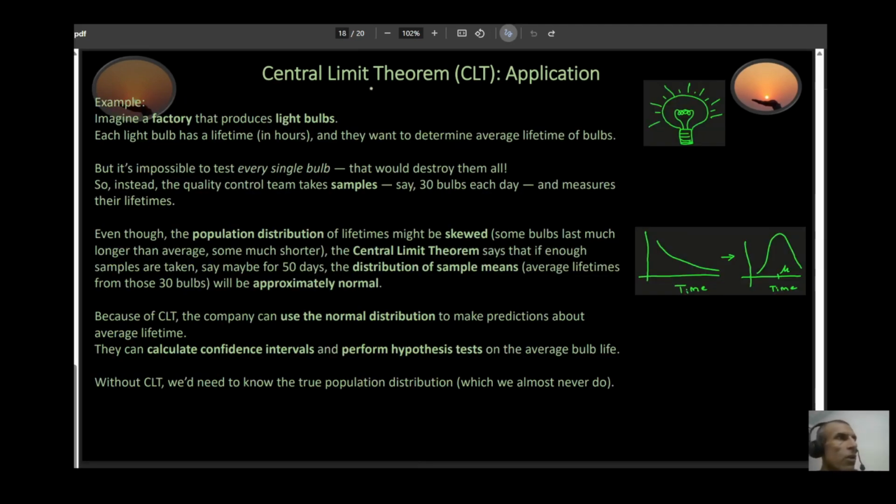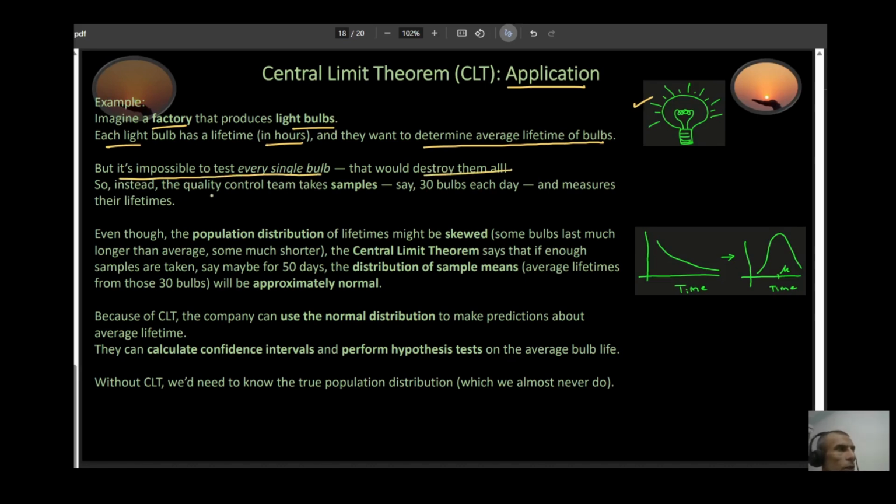Now let's take a look at an application of your central limit theorem. Imagine a factory that produces light bulbs. These are your light bulbs. And we know that each light bulb has a lifetime, maybe in hours, and they want to determine the average lifetime of your bulb. We know that it's impossible to test every single bulb. That would destroy them all.